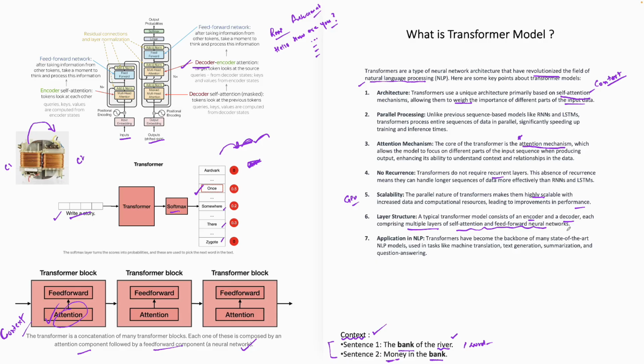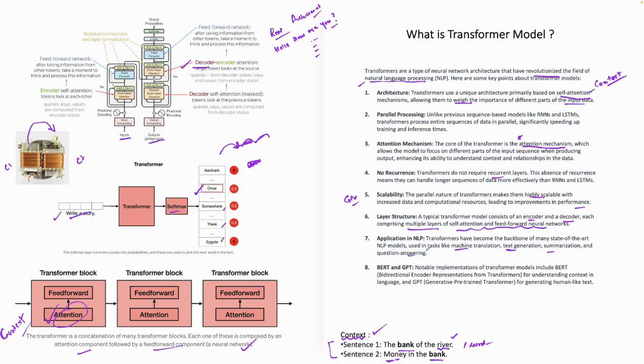So transformers have become the backbone of many state-of-the-art NLP models, or natural language processing models, such as machine translation. Even in translation, let's say I'm translating English to German, there you will see the transformer model getting utilized. Text generation, something like ChatGPT which we are talking about these days, summarization and question answering. So for all these things, wherever you think things can be done in parallel and it's not a sequential thing, this can be used.